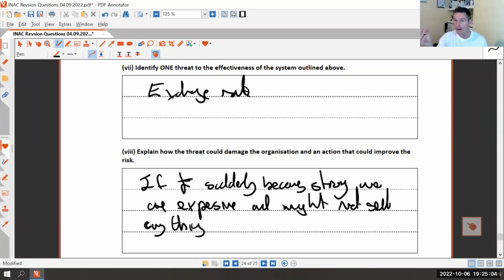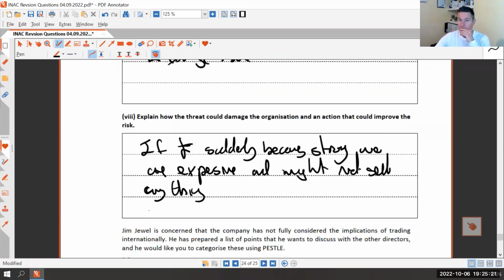So what would we do here? Now, obviously, we can't change the exchange rate. But what do we do to reduce the risk of this damaging the business? Lower the price of the products, that would work. Anything else?